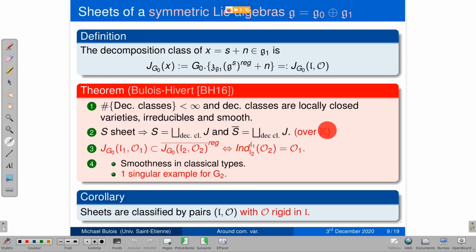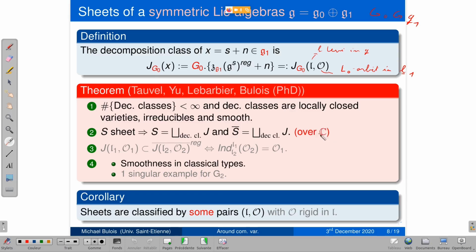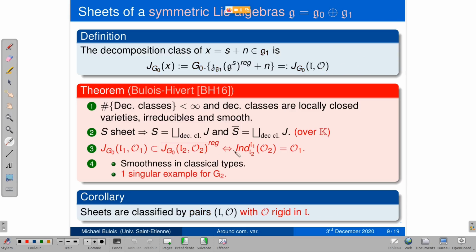And this is valid over any algebraically closed field of characteristic 0, and I'm pretty sure that things can be written in a more general setting even, while the proof of Le Barbier was only valid over C, really C here, with analytic methods. And a nice consequence is that we can now write this thing. Sheets are classified by pairs with a Levi and a nilpotent orbit, with the nilpotent orbit being rigid in the Levi, with the same definition of rigidity, that is, not being induced by some smaller thing.